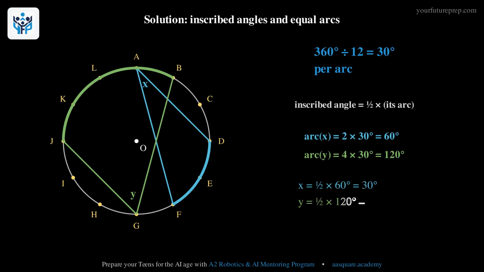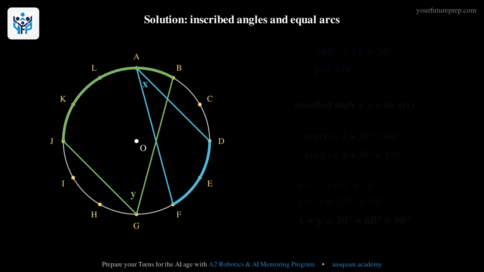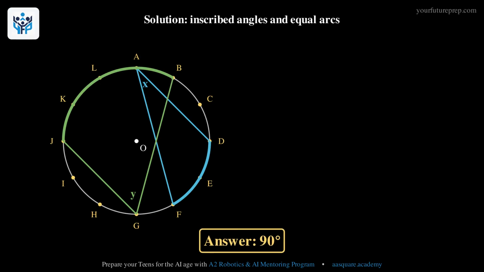Now take half of each intercepted arc. Angle X is 1/2 of 60 degrees, which is 30 degrees. Angle Y is 1/2 of 120 degrees, which is 60 degrees. Adding them, X plus Y equals 30 plus 60, which is 90 degrees. So the sum of angles X and Y is 90 degrees.